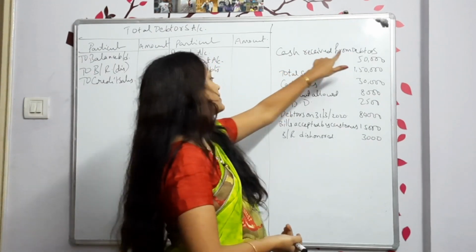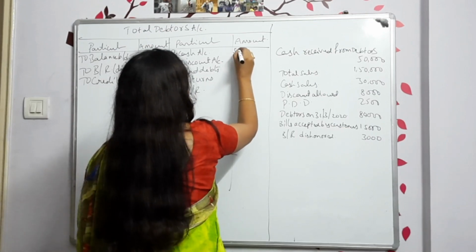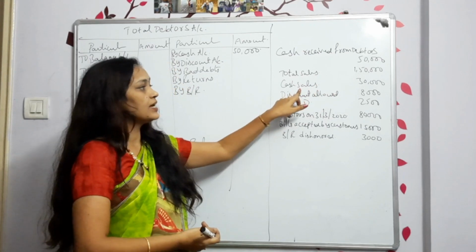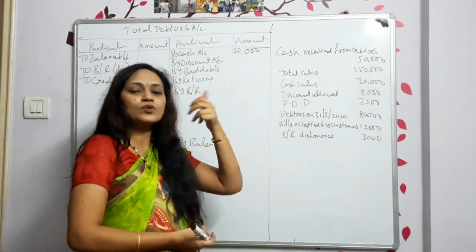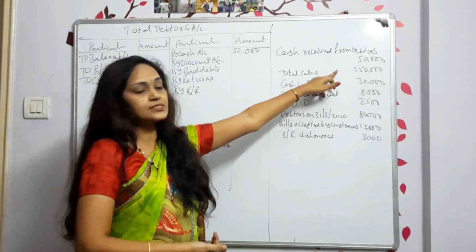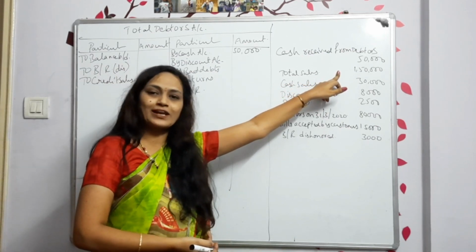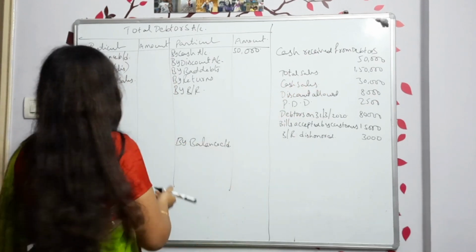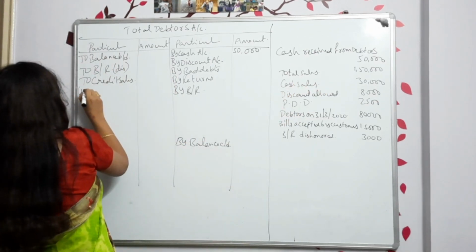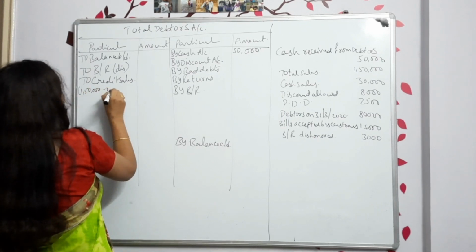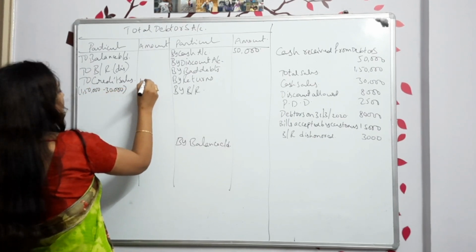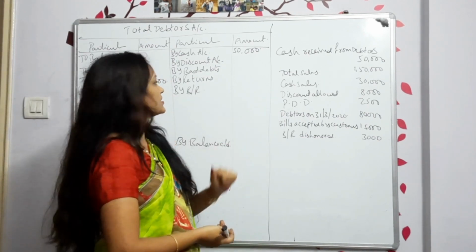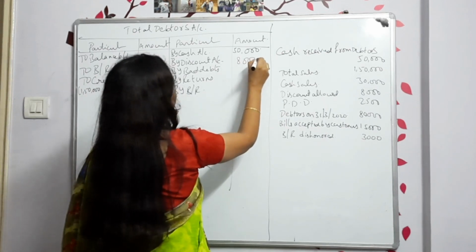Cash received from debtors, that means by cash account it is 50,000. Total sales 1,50,000, cash sales 30,000. That means what is the credit sales? Total sales in the whole year were 1,50,000, and in that, cash sales were 30,000. That means credit sales will be 1,50,000 minus 30,000, so this will be 1,20,000.